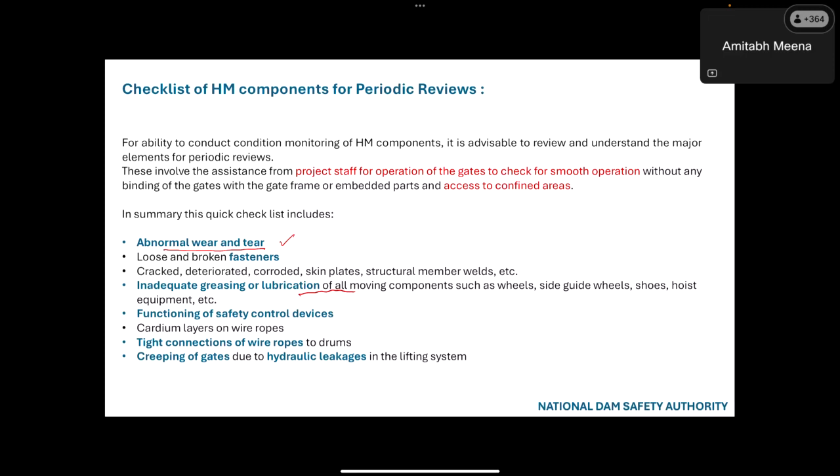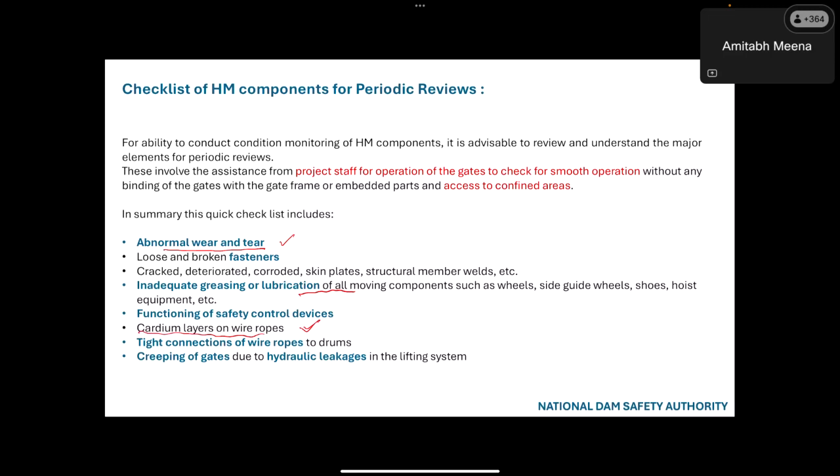They should be done. Functioning of the safety control devices, all safety control valves and the control board, etc. The cardium layers on wire ropes, these are some protective layers on the wire ropes. So that should be applied. Tight connections of wire ropes to drums. Creeping of gates due to hydraulic leakages in the lifting system.